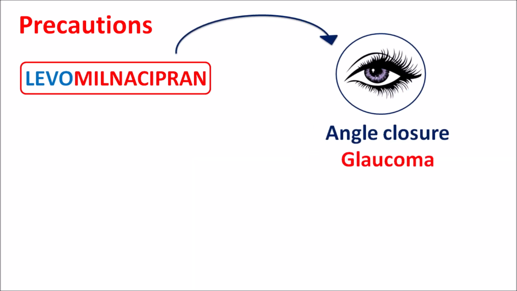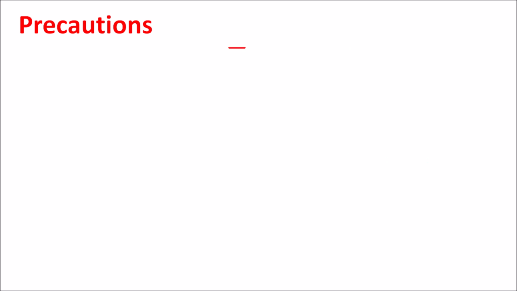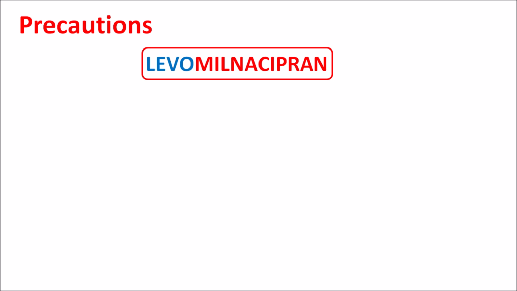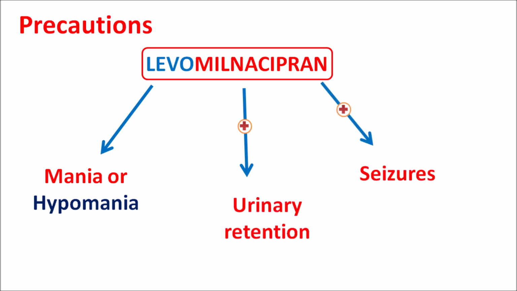Levomilnacipran can also increase the risk of angle closure glaucoma. So in patients with narrow angles, this drug can increase the intraocular pressure. So in such patients, this drug should be carefully given. As levomilnacipran is indicated for the treatment of major depressive disorder, this drug can increase mania or hypomania. So mood swings can be observed with this drug. And this drug can also increase urinary retention, and it can also increase the risk of seizures. So all these things should be carefully monitored with the use of levomilnacipran.